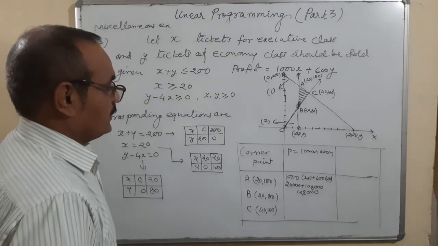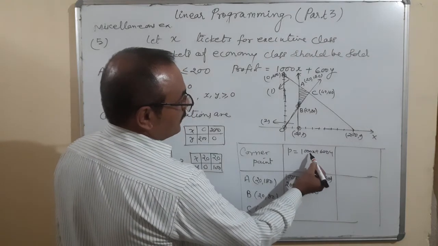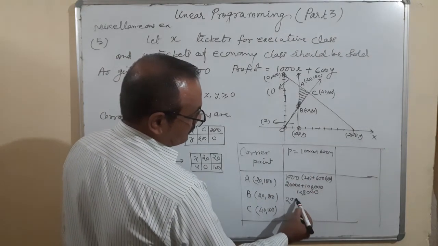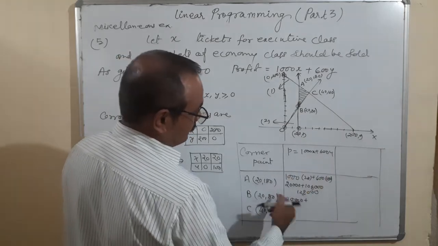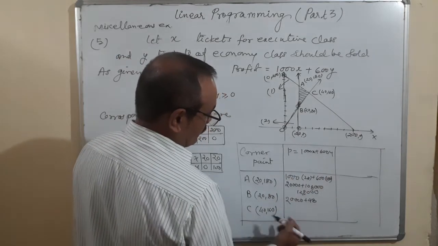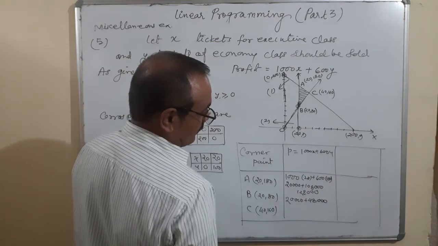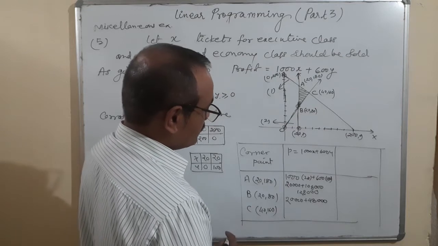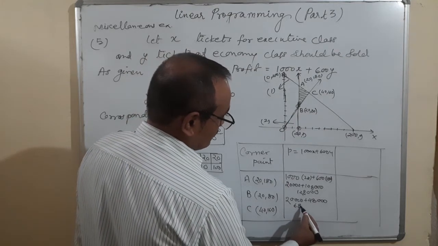Next one is 20 and 80. So 20 multiplied by 1000, it is coming 20,000 plus 80 multiplied by 600, that is 48,000. So 48,000 and 20,000. So complete it is coming 68,000.